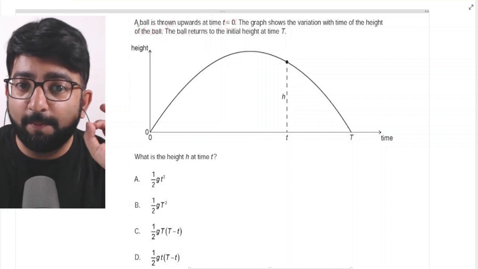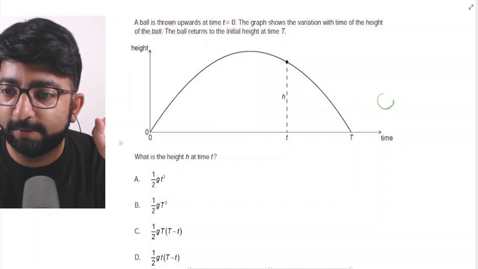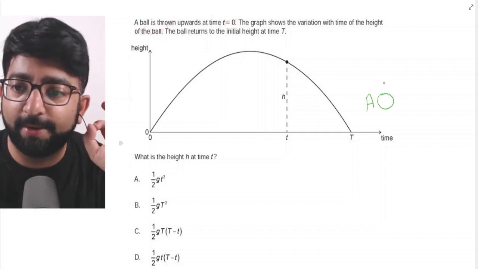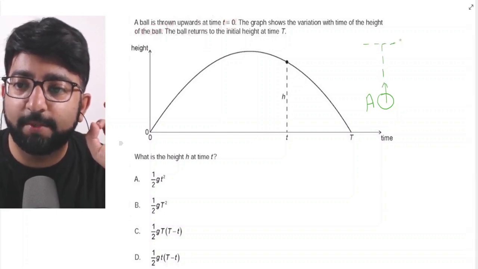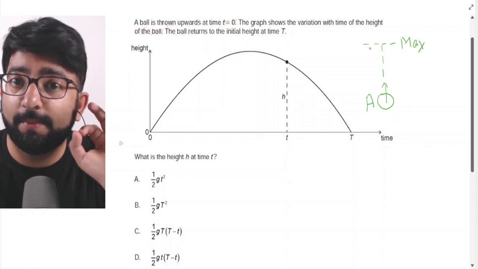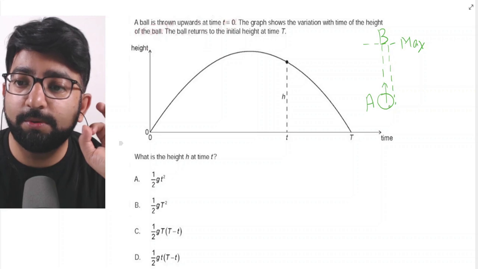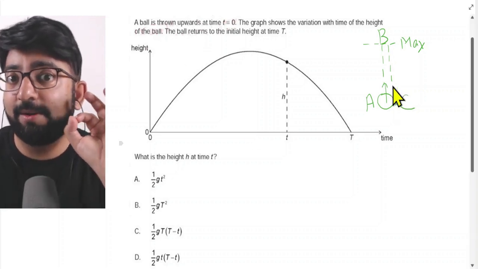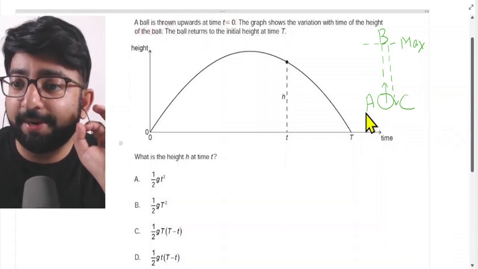It is saying a ball is thrown upwards at time t is equal to 0. Let us label this. First of all, consider this as the ball. It is thrown from a point A and it goes up. It is going to go up till it is reaching the maximum height. Let's call the maximum height as B, and then it comes back down along the same line. So let's consider this as point C. Now, point A and point C are actually the same points, but just for the sake of explanation, I have separated A and C.